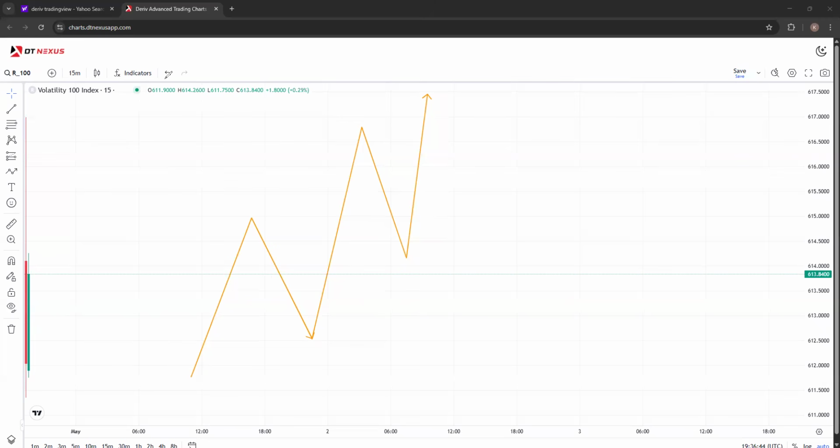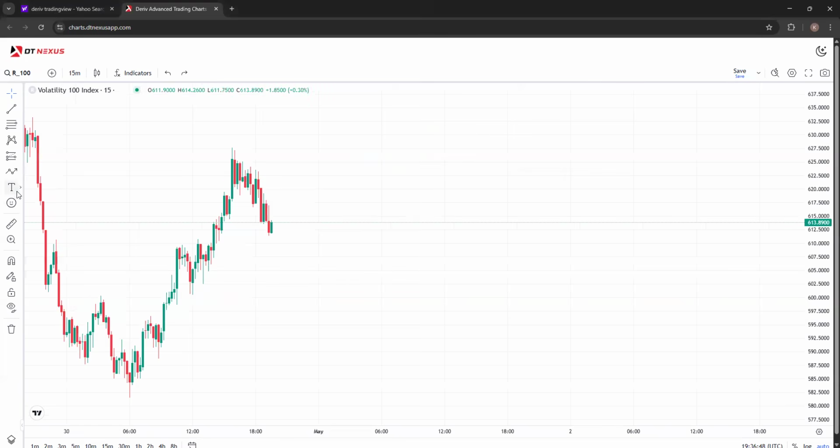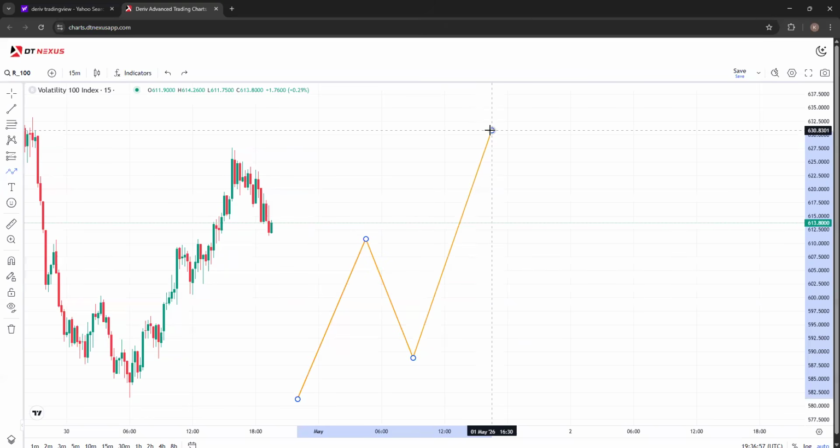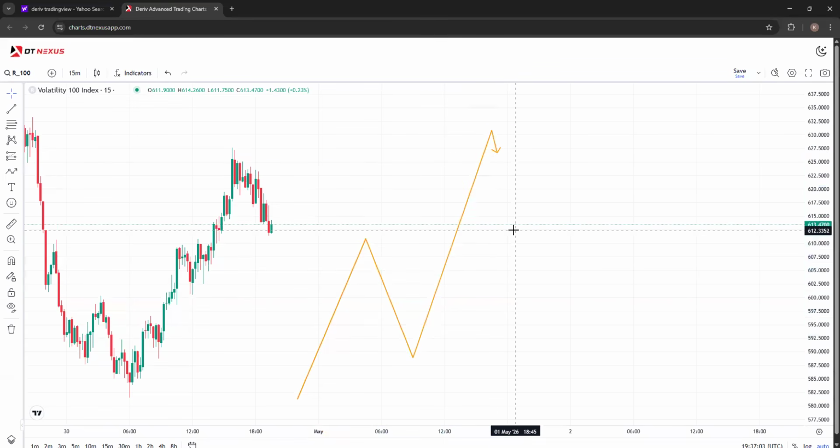So now, when we create a high, when we create a high and a low, right? And let's say we've created another new high. What we are most interested in is knowing where the next low is going to be, right?